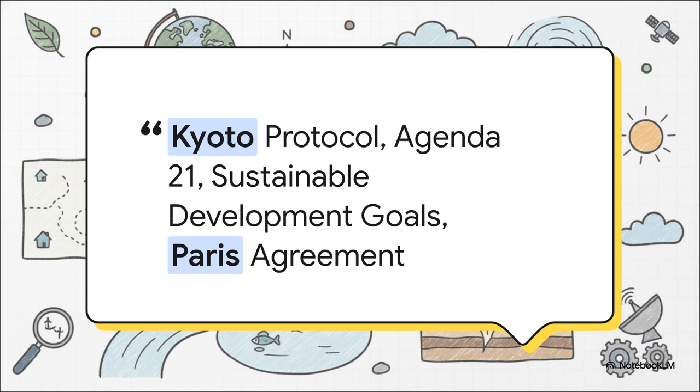That's why the syllabus specifically calls out major international frameworks you absolutely must know. We're talking the Brundtland Commission, the Kyoto Protocol, Agenda 21, the Sustainable Development Goals, and the Paris Agreement. You need to know what they are, sure, but more importantly, how they try to fix the environmental hazards caused by things like global warming and urban heat islands.